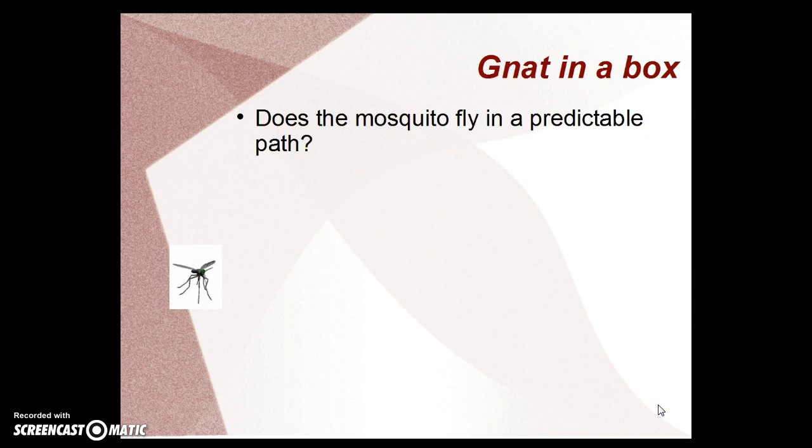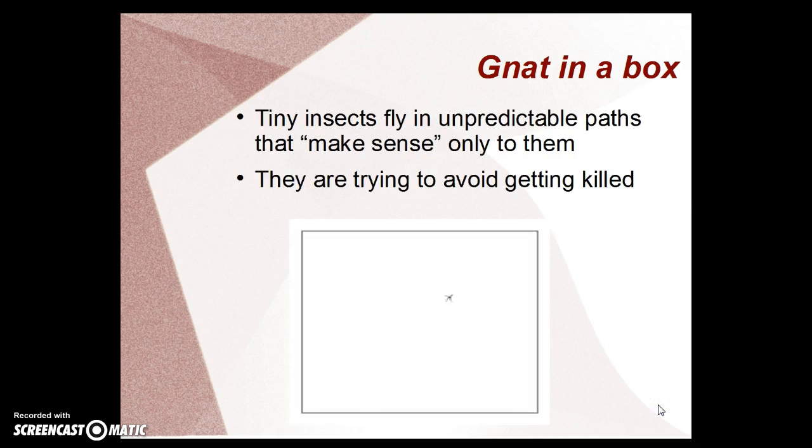Does a mosquito fly in a predictable path? You don't have to discuss that. You know it doesn't. They fly in unpredictable paths that make sense only to them. They're trying to avoid getting killed or eaten or both. And so you can see the mosquito running all over the place.